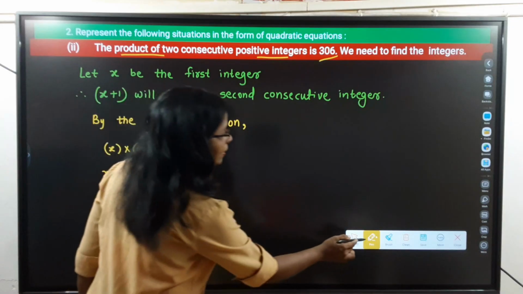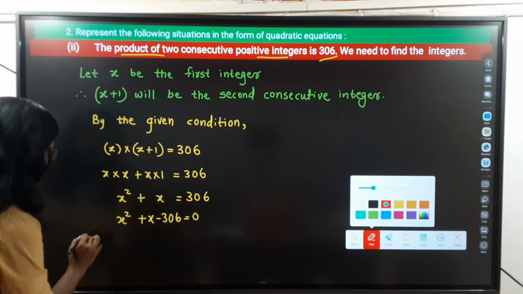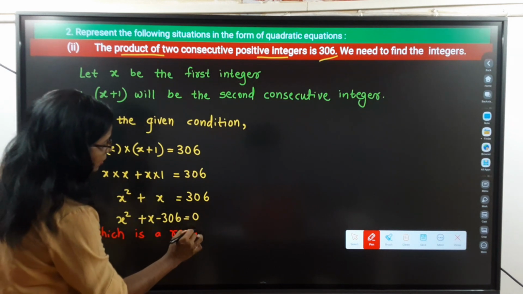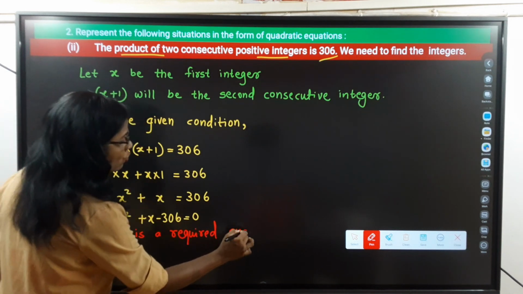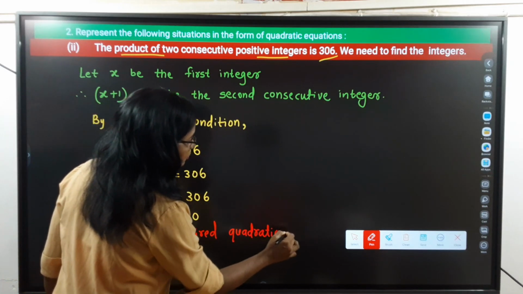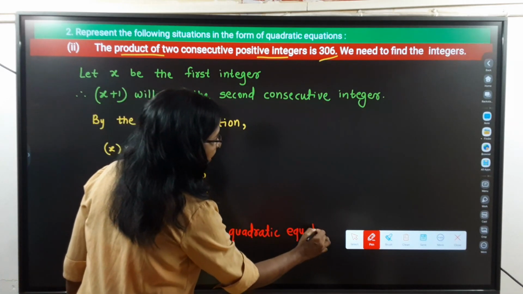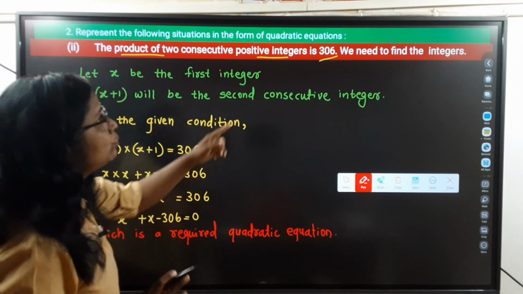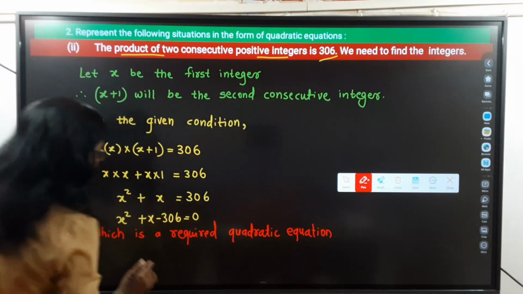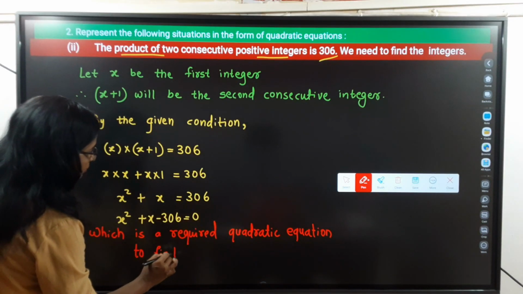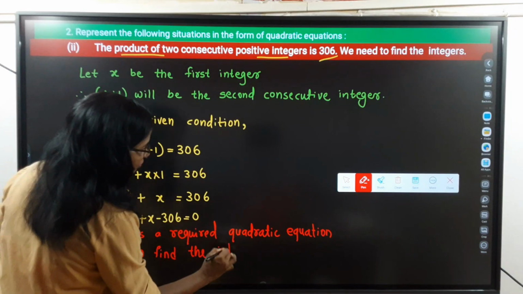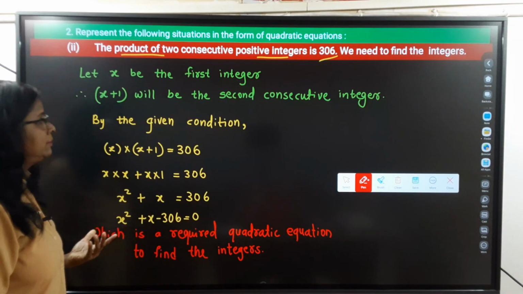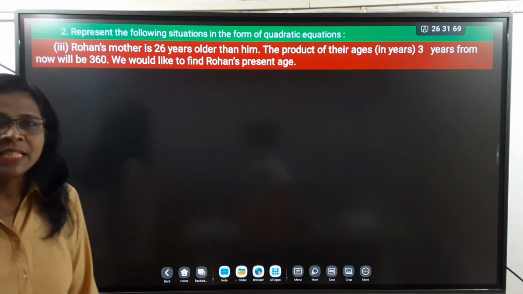So this is the final simplified quadratic equation, which is the required quadratic equation to find the integers. Okay, so you get this question's answer. Then see the next example.